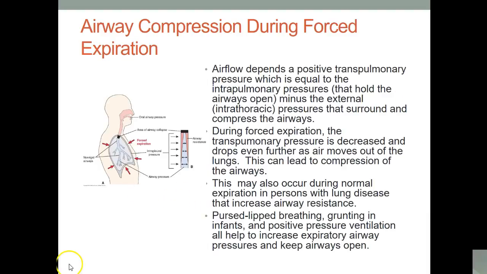Okay, airflow in and out of the lungs depends on a positive transpulmonary pressure. Transpulmonary pressure is equal to the difference between the intrapulmonary pressures, the pressures within the lungs that hold the airways open, minus the external or intrathoracic pressures. These are the pressures that surround and compress the lungs. During a forced expiration, that transpulmonary pressure difference is decreased, and it drops even further as air moves out of the lungs, and that can lead to compression of the airways.